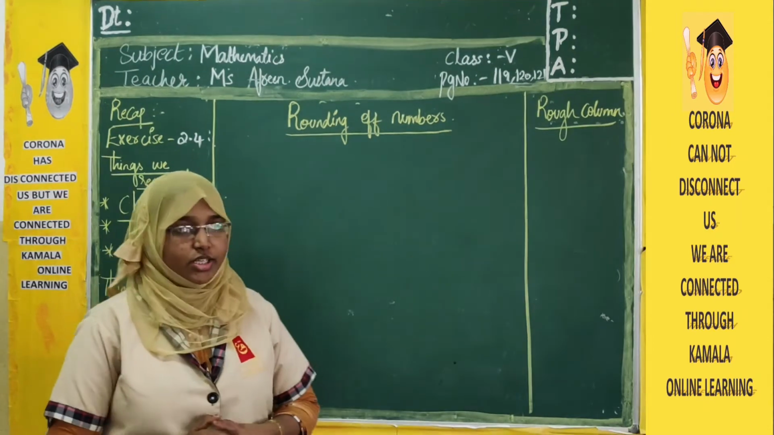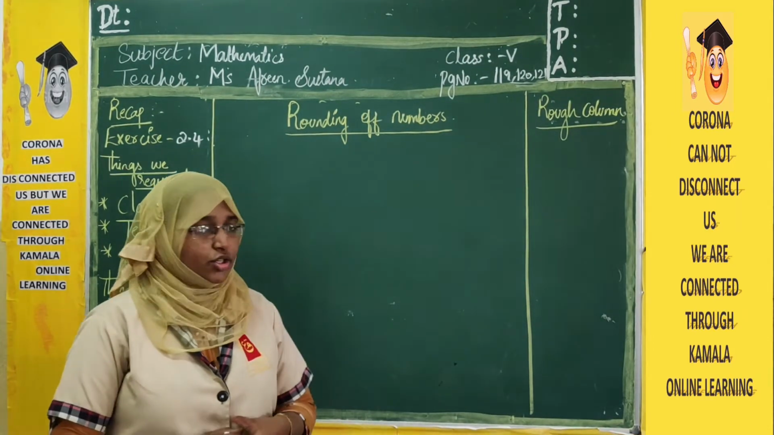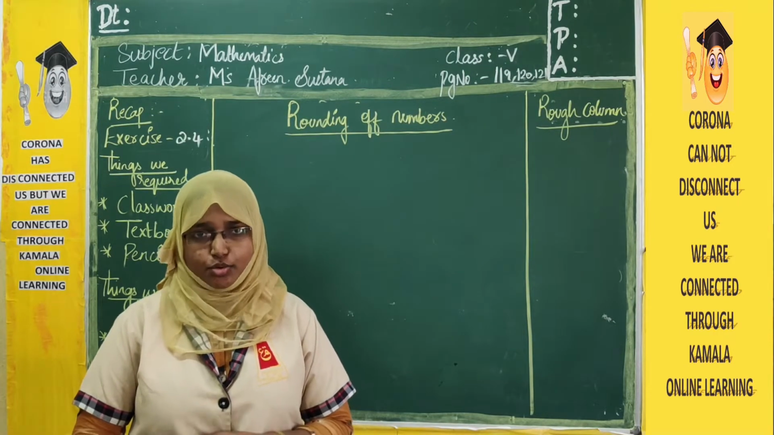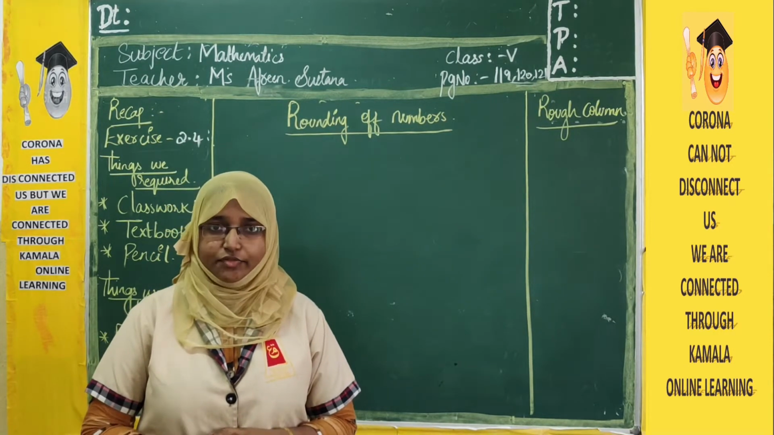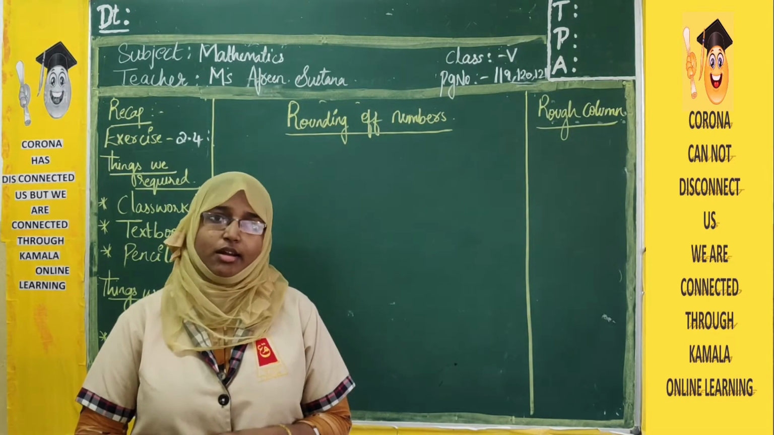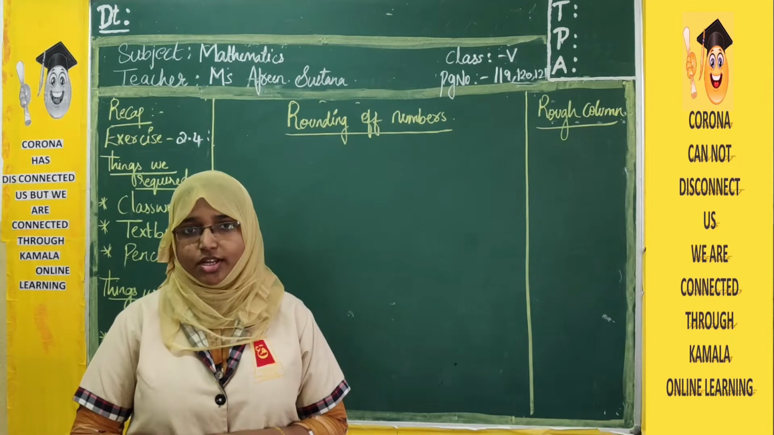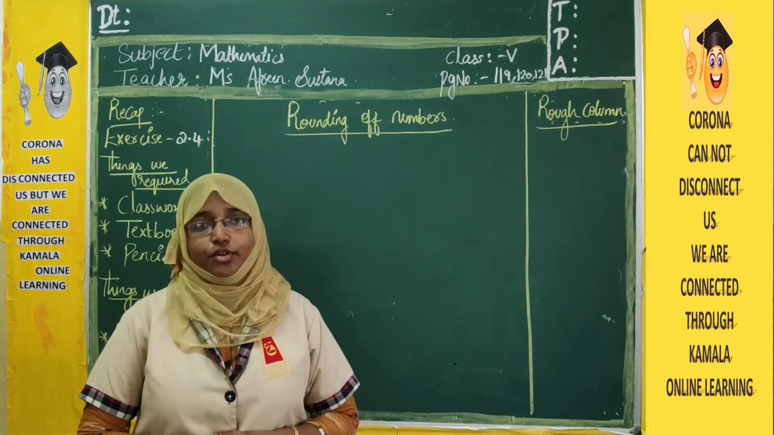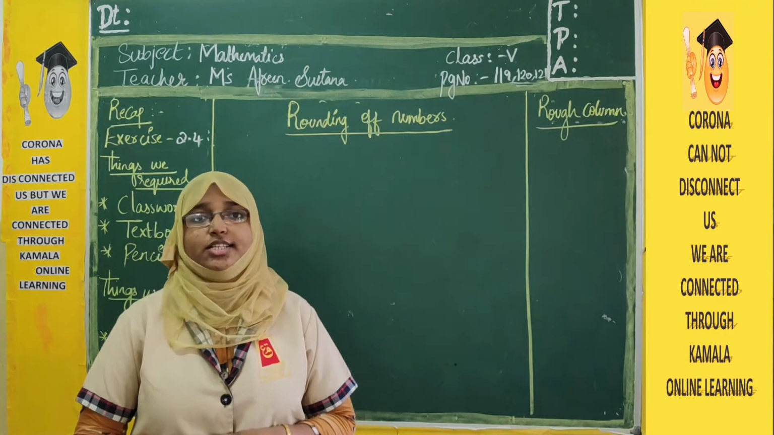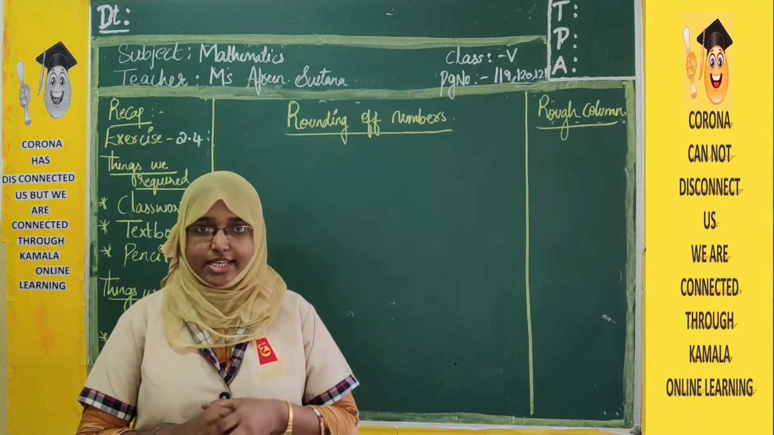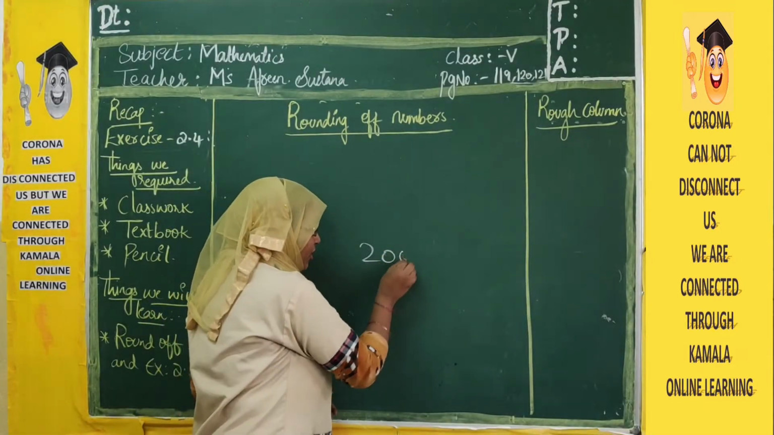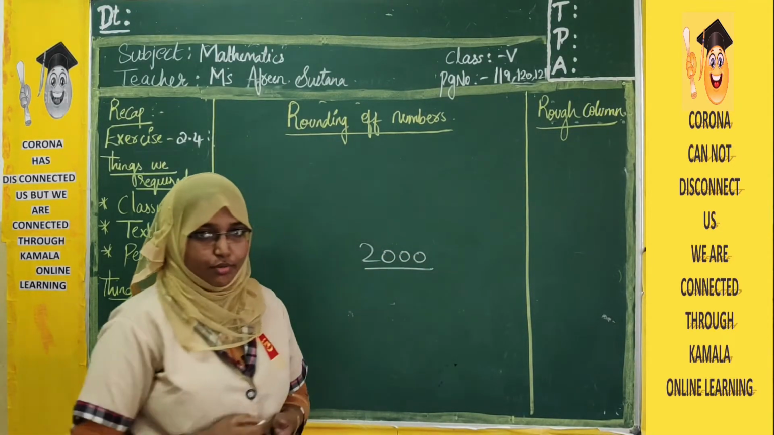Supposing in your school there are around 1498 or 96 students. If someone asks you how many students are there, as you don't know the exact number, you might say there are around 1500 students or 2000 students. That number, 1500 or 2000, is not the exact number, not the correct number, right? That is a rounded value, as you don't know the exact value.